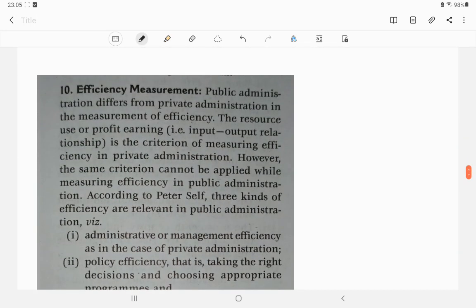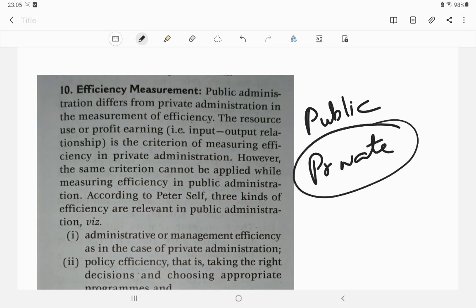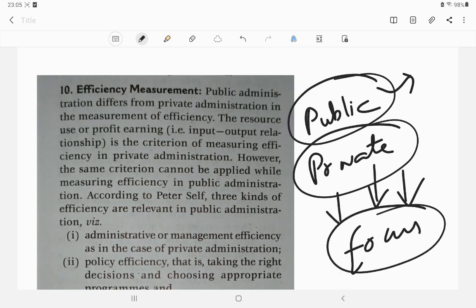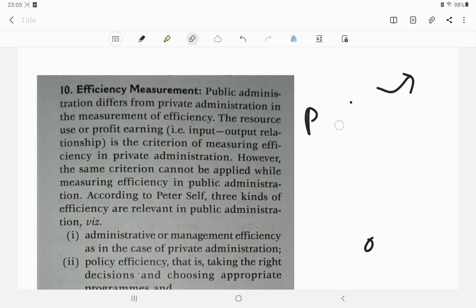Next, efficiency measurement. If you look at public and private administration, private administration is more efficient, as compared to the public administration, because public administration has many functions and cannot give time to everything, whereas private administration focuses on just one area. Because of this, private administration is more efficient as compared to public administration. So you can write like this.